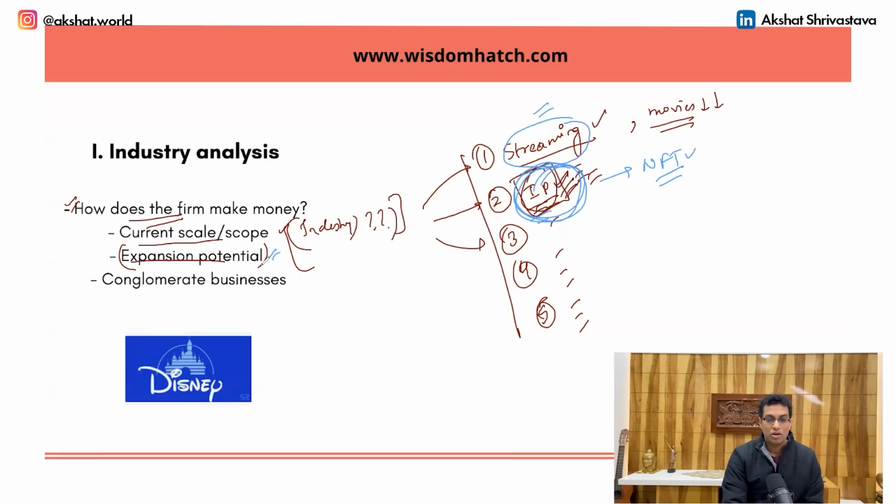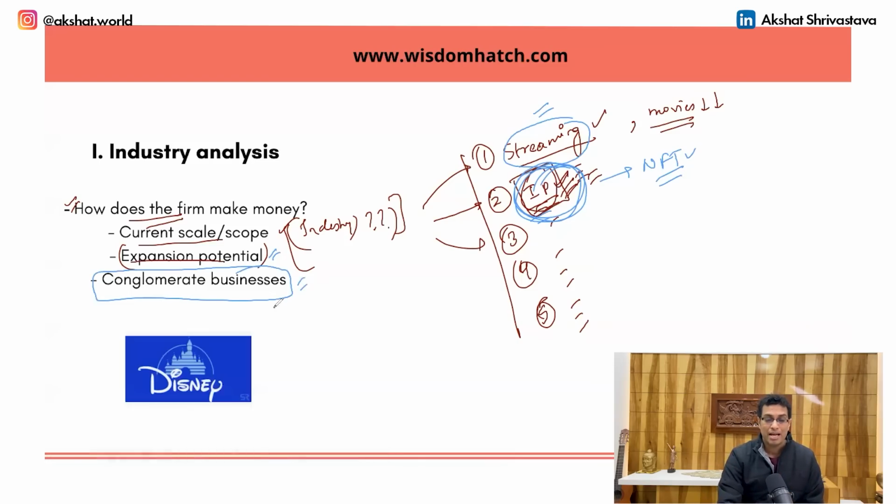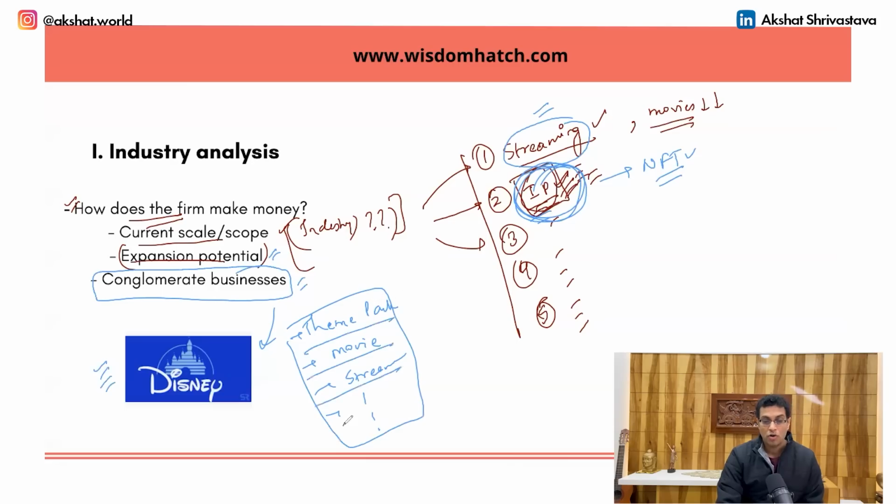And then subsequently also analyze the conglomerate nature of businesses. For example, when we are looking at Disney, what is happening at Disney? Disney is not just one single thing, right? Disney is theme park business also. It runs a bunch of different theme parks. It's movie business also. It's streaming business also. So it has a bunch of different things. So if you're looking to invest in something like Disney, you must do an industry analysis of all these different things.